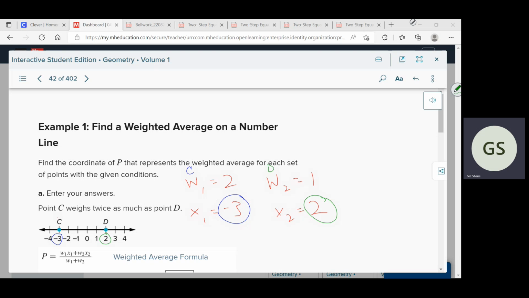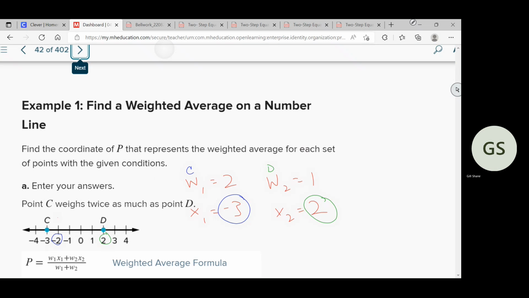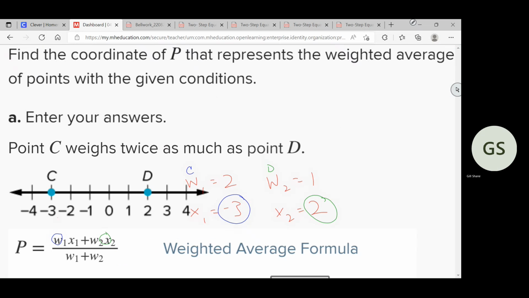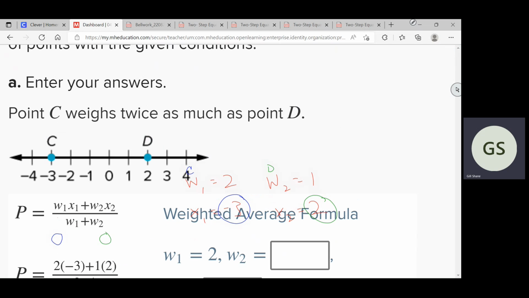So now we just plug them into the formula and we do the math. I want you to try to do that. I've given you what all the numbers mean. I'll zoom in. Trying to get it to where it's readable. Okay, there we go.